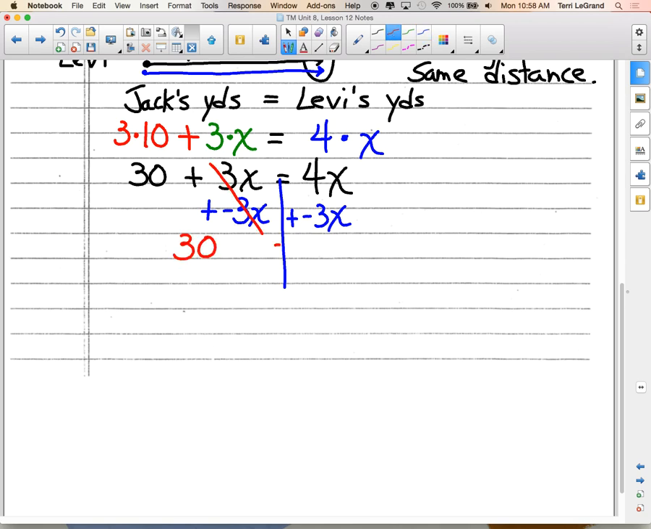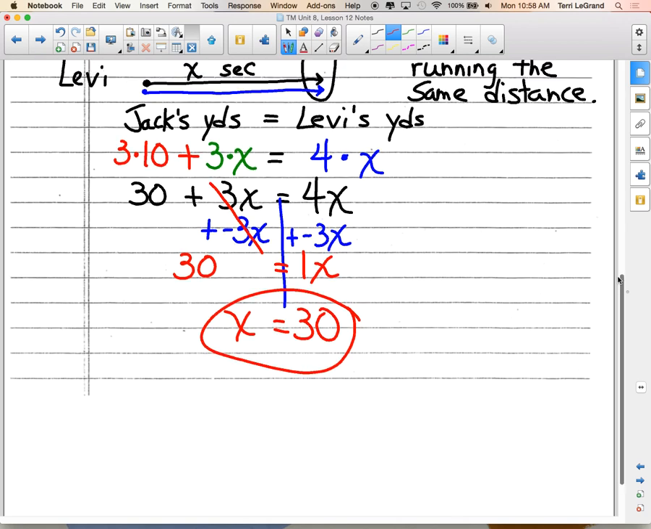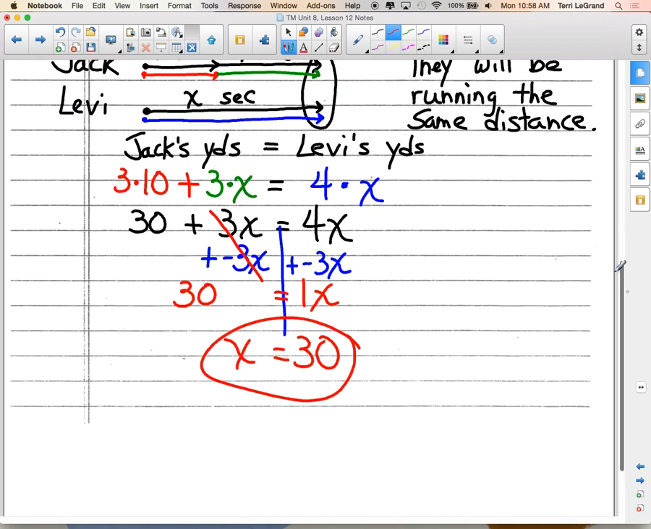And what do we have on the other side? An x. 4x plus negative 3, that's a 1x, isn't it? Yeah. So x equals what? 30. We don't even have to do a division problem, do we? If there had been a coefficient other than 1 there, we would have had to divide, but since there wasn't. Okay, and that's 30 what? Second.